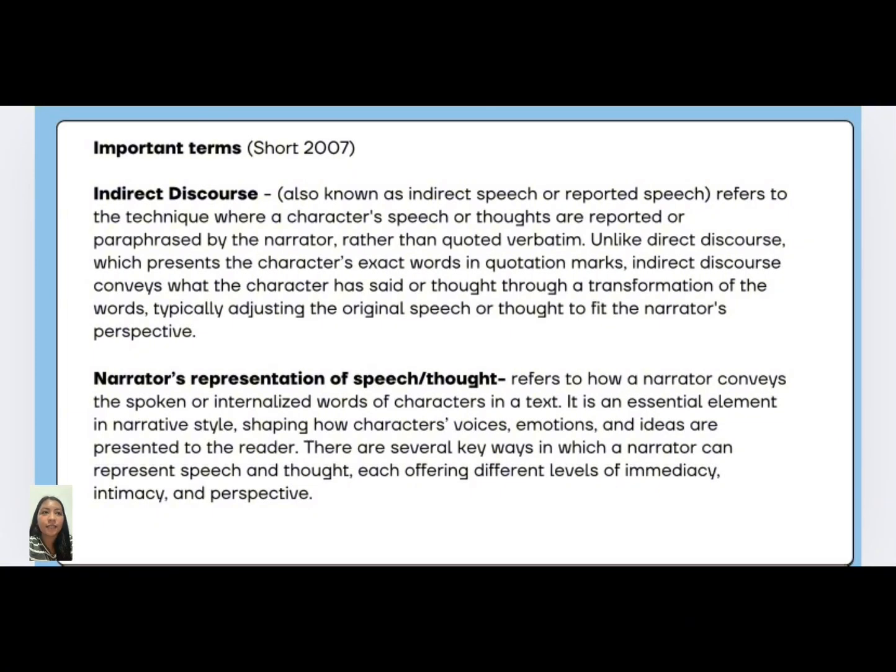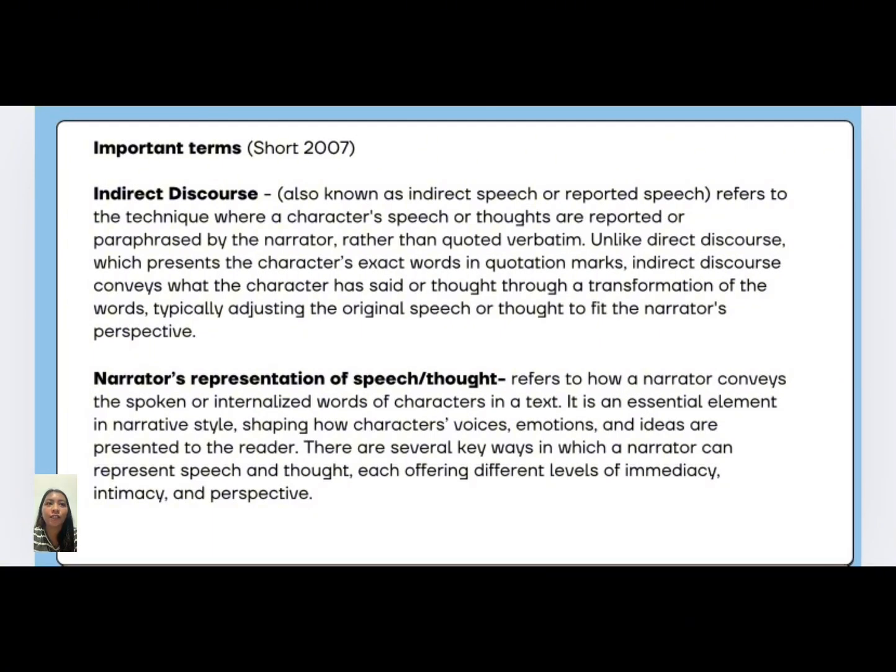So the next technique is the narrator's representation of speech or thought. It refers to how a narrator conveys the spoken or internalized words of characters in a text. It is an essential element in narrative style, shaping how characters' voices, emotions, and ideas are presented to the reader. There are several key ways in which a narrator can represent speech and thought, each offering different levels of immediacy, intimacy, and perspective.